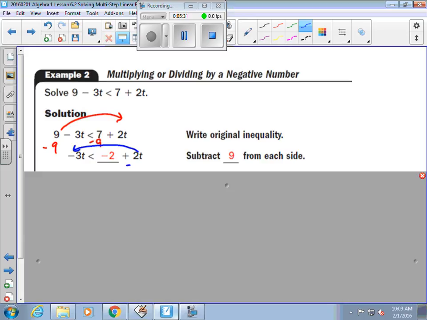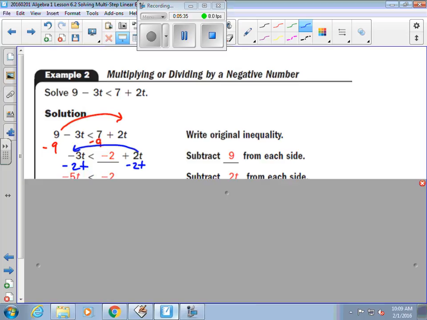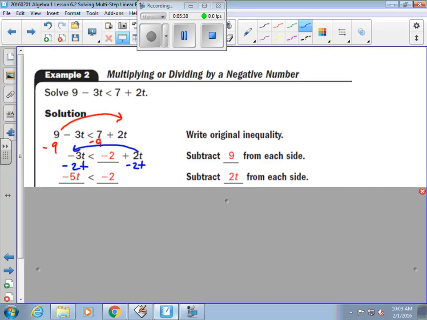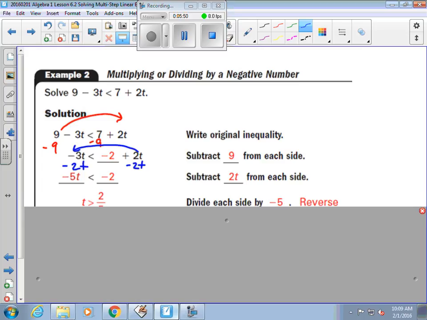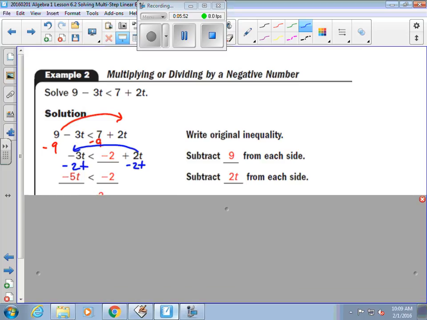It says plus 2t. You subtract 2t there, and when you do it there, you have to do it here. So negative 3t minus 2t is negative 5t. Negative 5t is less than negative 2. Undo negative 5 times t by dividing each side by negative 5.